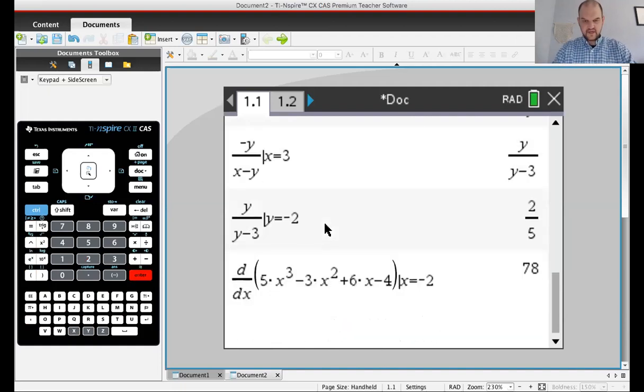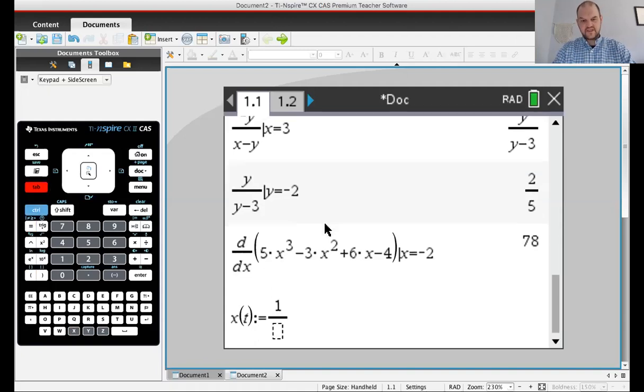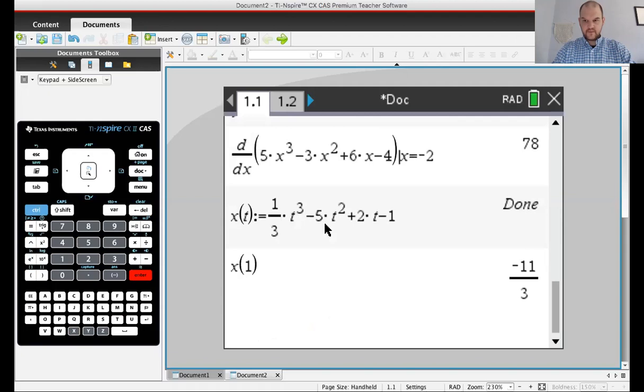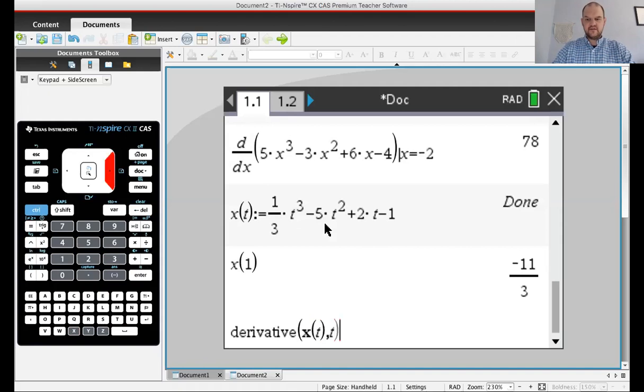The next one, I'm going to define the function, but I'm going to regret it because you should never really define anything as x, because it messes up every other thing. But x of t is minus 5t squared plus 2t minus 1. Okay, so x of 1, -11/3, got it. We need the derivative of x of t, comma t, when t is equal to 1.